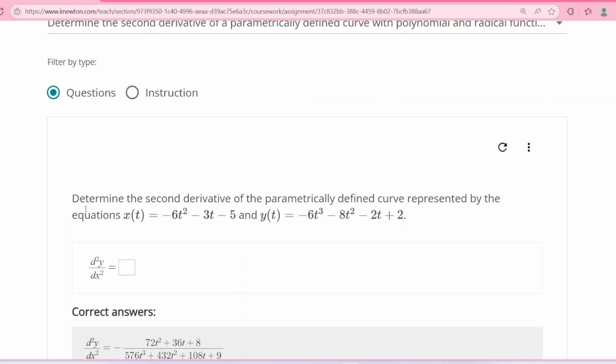Okay, so here we are asked to determine the second derivative of the parametrically defined curve represented by the equations x of t equals negative 6t squared minus 3t minus 5 and y of t equals negative 6t cubed minus 8t squared minus 2t plus 2, right? So a couple polynomial equations. And this example is very similar to ones with the radical functions that were mentioned in the title. So if you can do this one, you should probably be able to do the others with radicals.